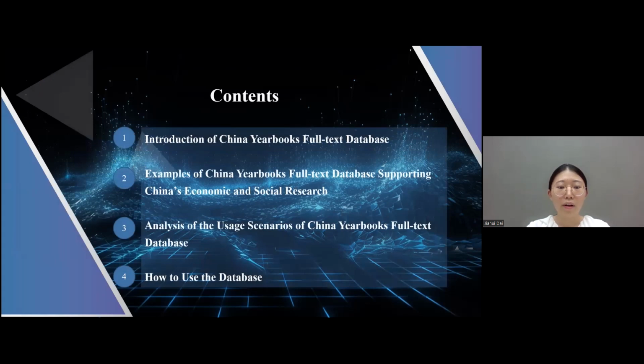This sharing will be divided into 4 parts. First, I will introduce the basic information of China Yearbook's full-text database. Second, I will show some examples of yearbooks in China Yearbook's full-text database supporting China's economic and social research. Third, I will analyze the usage scenarios of China Yearbook's full-text database. Finally, I will show you how to use this database.